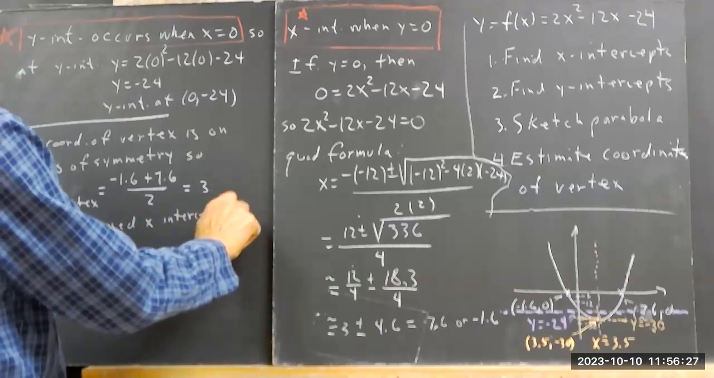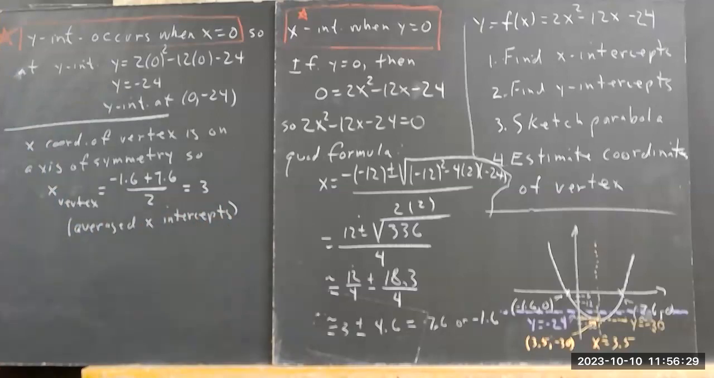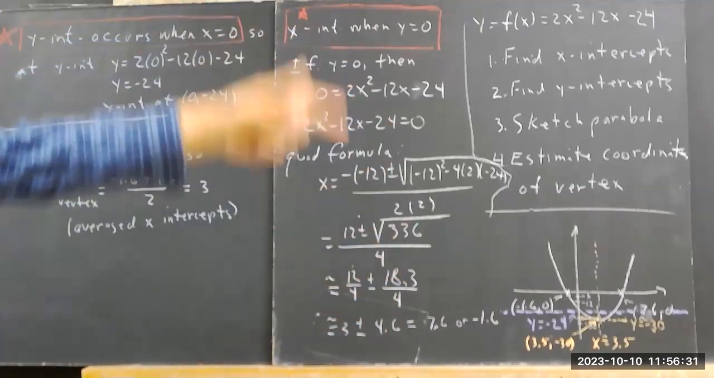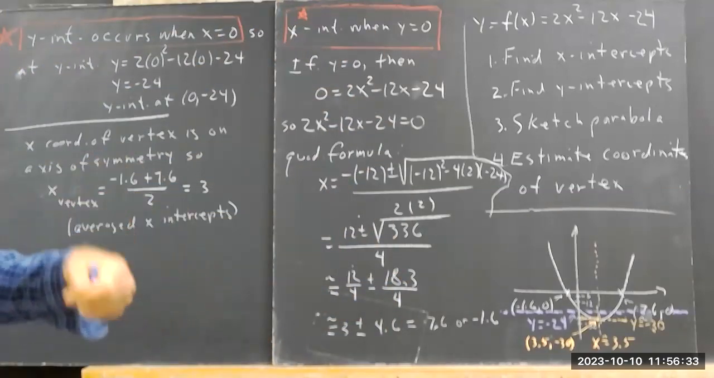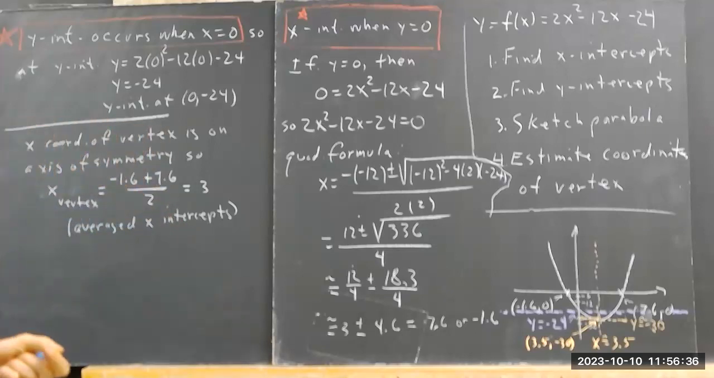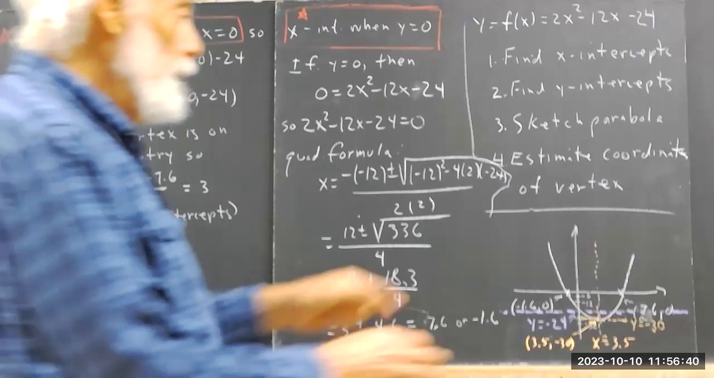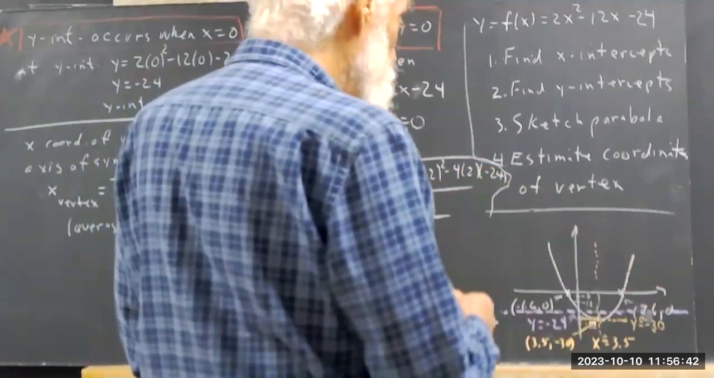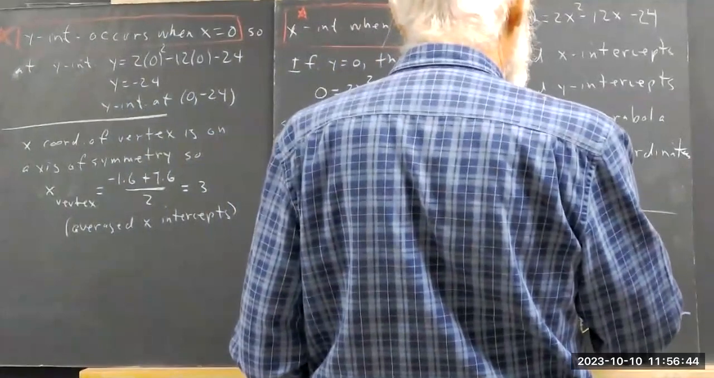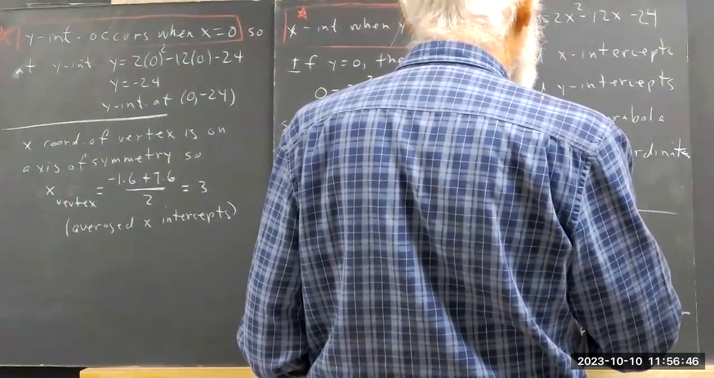Here we average the x-intercepts because, as we said last time, the vertex or the axis of symmetry has to be halfway between the x-intercepts. Otherwise, it would not be symmetric right and left. Okay, so this is x equals 3.